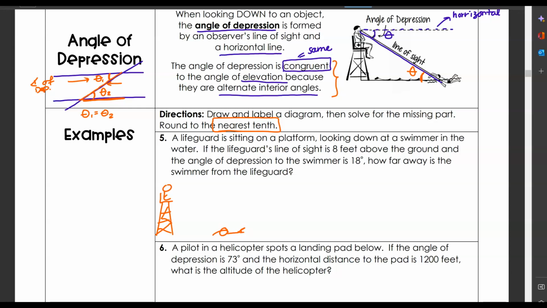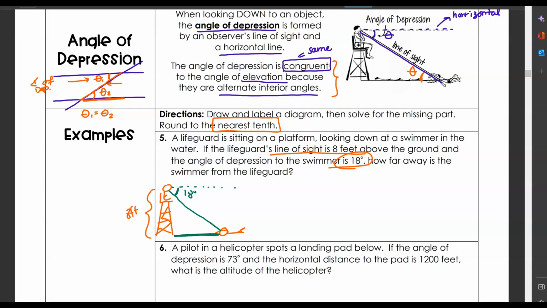So from the lifeguard's platform to the swimmer in the water, the lifeguard's line of sight is 8 feet above the ground. So here we're looking at 8 feet above the ground. And then the angle of depression to the swimmer is 18 degrees. So let's draw our line of sight here. Remember, here's our horizontal line. That angle of depression is this one right here. This is going to be the 18 degrees, and I know that looks greater than 18. It says, how far away is the swimmer from the lifeguard?